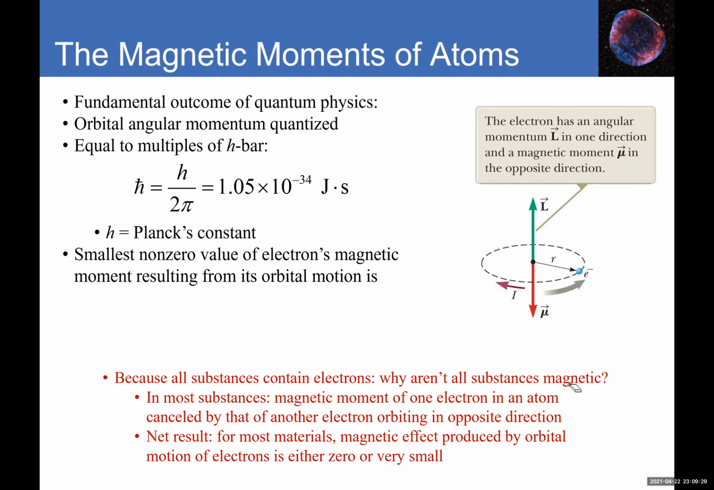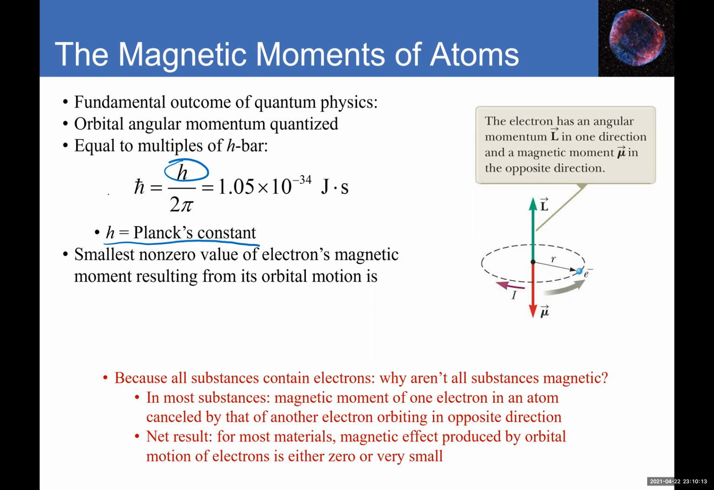Now, these can be described using quantum mechanics, so quantum physics. The fundamental outcome of quantum mechanics tells us that the orbital angular momentum of this particle is quantized, and it equals multiples of h bar. H bar is a modified Planck constant. Planck's constant is h, and if you divide h by 2 pi, we get this modified Planck's constant, h bar.